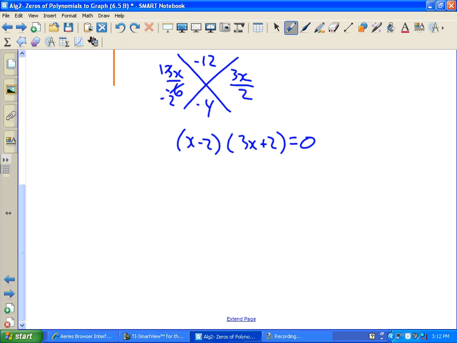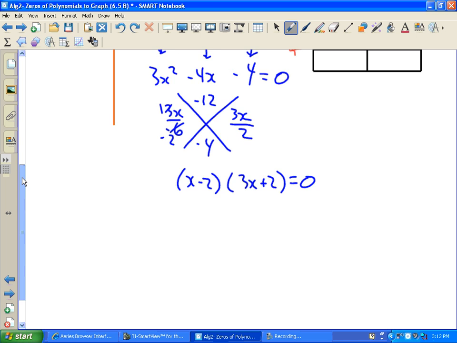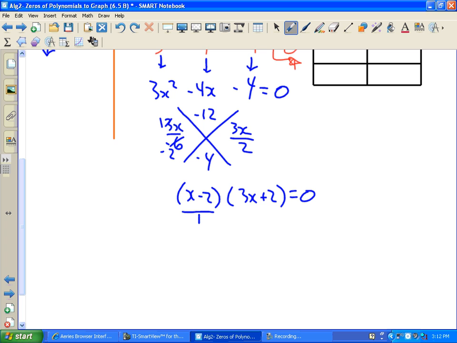Mr. Wood, I thought you said we weren't factoring. No, we're not. We're finding roots. Opposite x is a root. Opposite x here, that's 3x plus 2. Solving that, x equals negative 2/3.